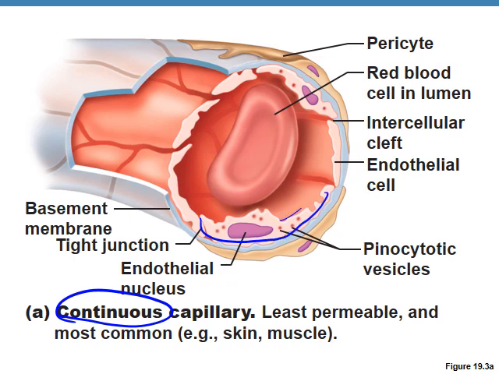So here you can see a continuous capillary bed. Here are the endothelial cells. And you can see there are little junctions here. There's little gaps, but you can see there are no holes here. There are no holes or pores inside the endothelial cells.